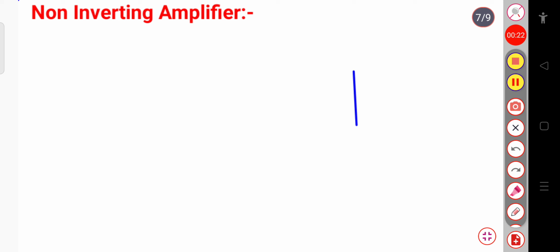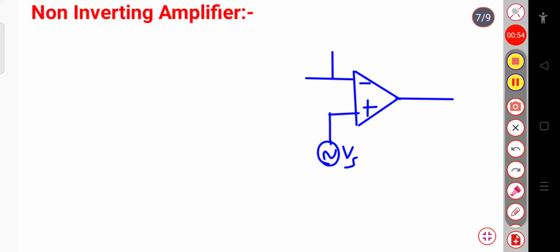So this is your operational amplifier and it has two input terminals. One is the inverting and another one is the non-inverting terminal. And it has one output here, and here we have to supply. So let me draw here for this non-inverting part. Here the voltage signal, that is VS, suppose this is the applied voltage across the non-inverting terminal.